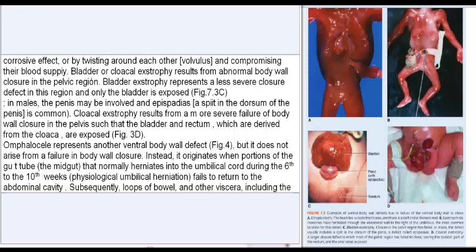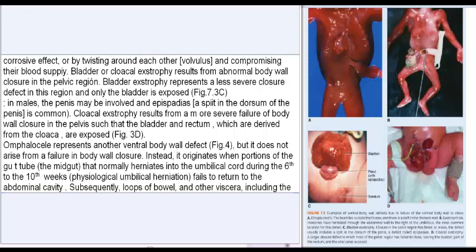Bladder or cloacal exstrophy results from abnormal body wall closure in the pelvic region. Bladder exstrophy represents a less severe closure defect in this region and only the bladder is exposed, Fig. 3c. In males, the penis may be involved and epispadias, an opening in the dorsum of the penis, is common. Cloacal exstrophy results from a more severe failure of body wall closure in the pelvis such that the bladder and rectum, which are derived from the cloaca, are exposed, Fig. 3d.